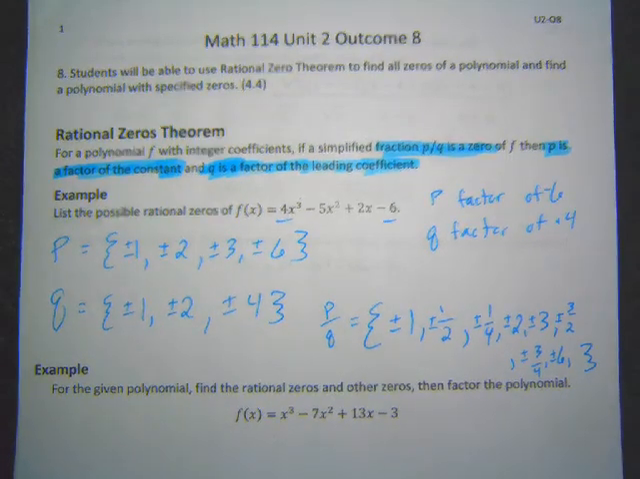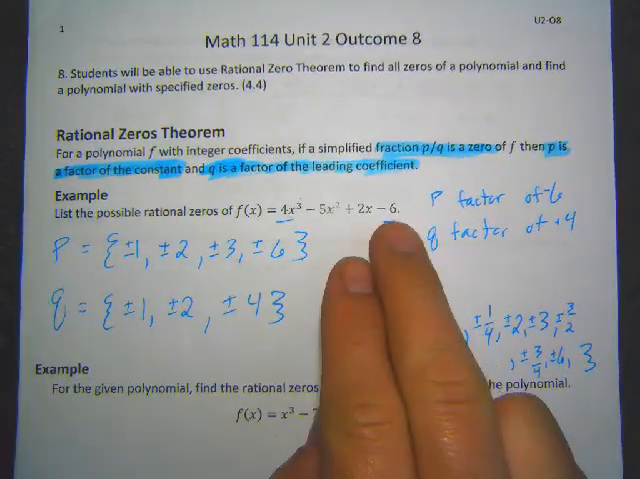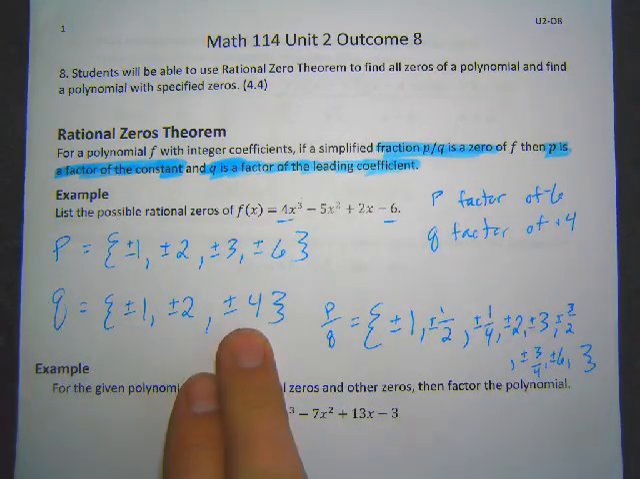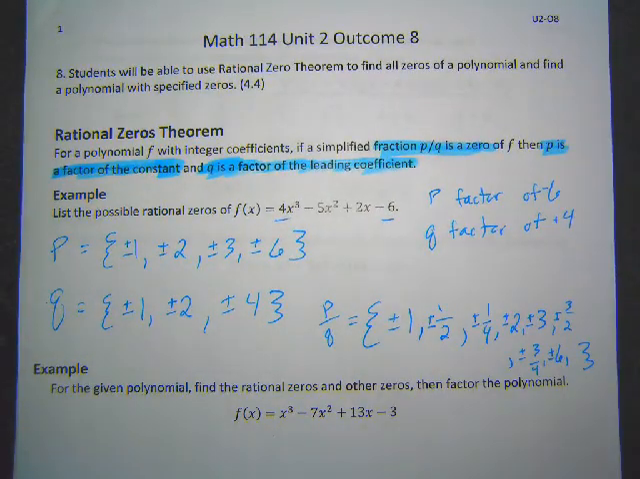It's really not that big a deal, right? You just have to come up with the possible numbers that go into the last number, the numbers that go into the first number, and then just make these fractions out of it. And that's the idea. Once you've got that, you've got your list.